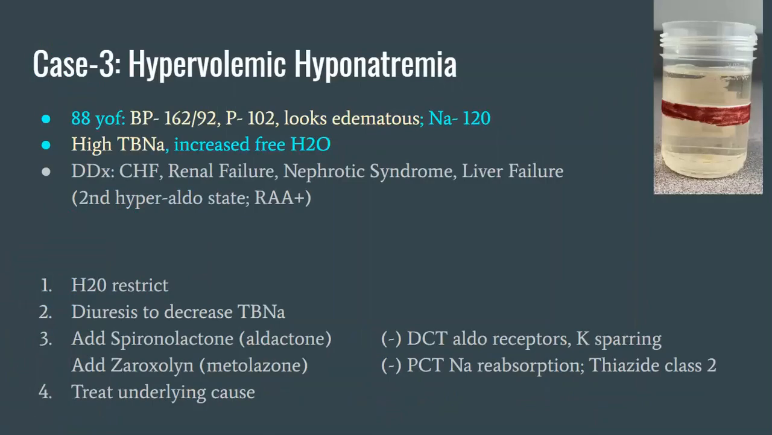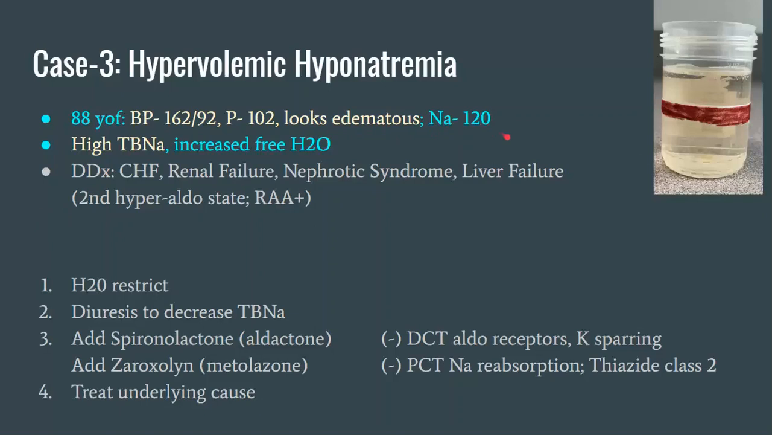Let's take a look at case number 3. Hypervolemic hyponatremia. Okay, another grandma comes in, 88-year-old female with a blood pressure 162/92, a pulse of 102. She looks edematous with a sodium of 120. What's going on with her?